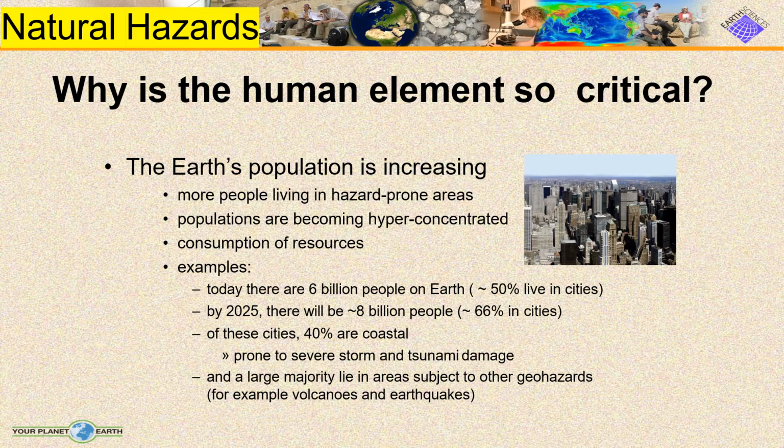For example, today there are 6 billion people on Earth. By 2025, there will be 8 billion people. Of these cities, 40% are coastal, prone to severe storm and tsunami damage, and a large majority lie in areas subject to other geohazards, for example, volcanoes and earthquakes.